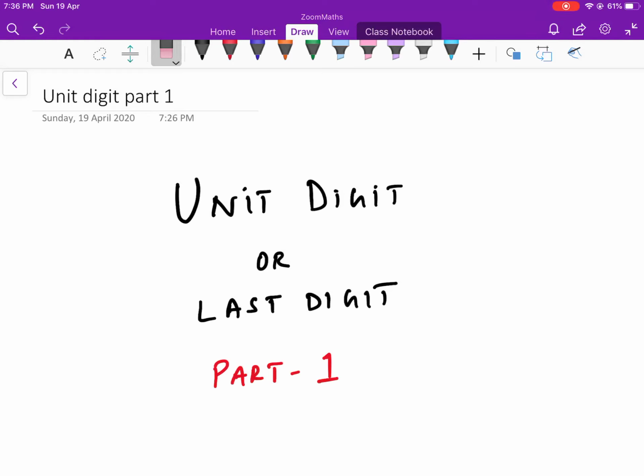Hello friends, in this video I'm going to teach you how to find the unit digit or the last digit of a number. This is the first video from a series of 6 videos on the unit digit number. Please have a separate notebook to make a note of the tips I'm going to give you. I'll be calling out some important note points so that you can follow through.